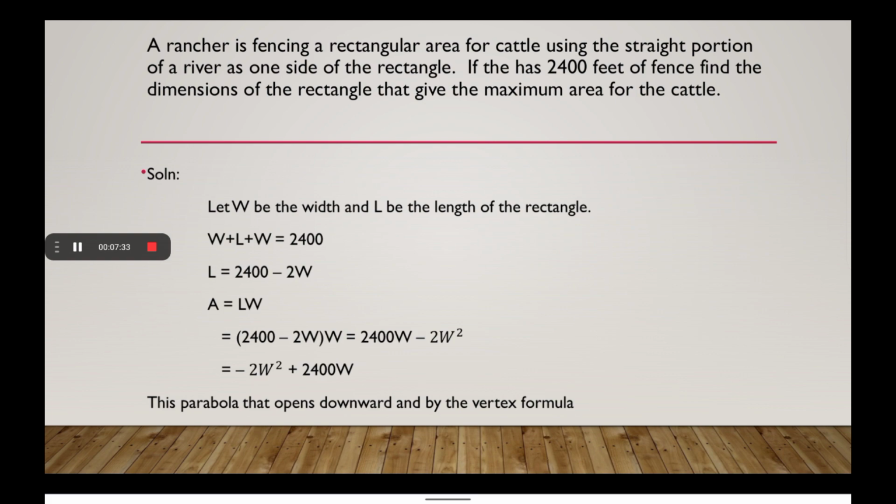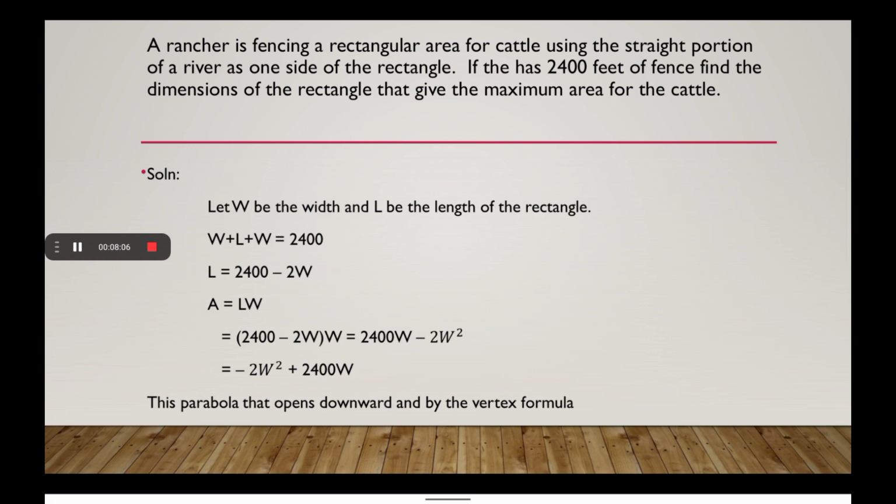We need to identify the dimensions. Dimension means the length and width. Our motive is to find the length and width of the rectangle. Here we consider L and W as the length and the width. Just draw the rectangle. One side is a river, so we don't consider that. In the question, the total fence given is 2400 feet.